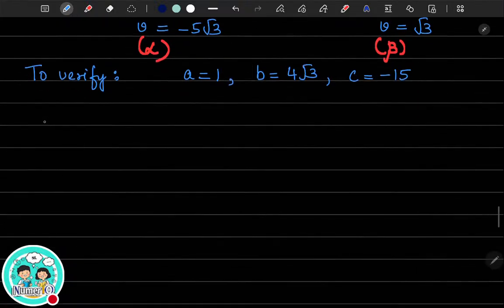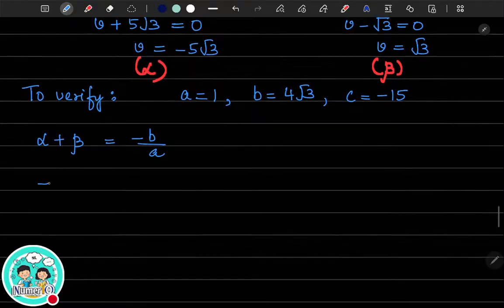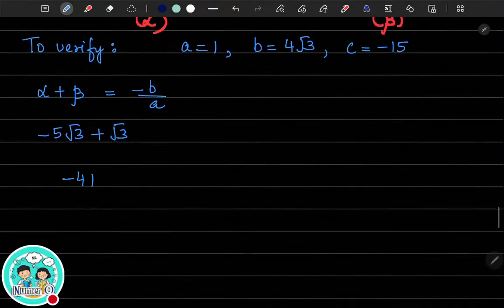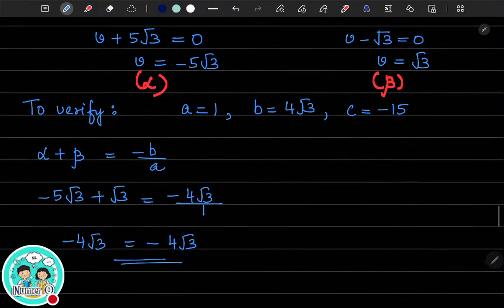So in order to verify, how will you verify? Alpha plus beta is equal to minus b by a. What is alpha? Minus 5 root 3 plus root 3, which is nothing but minus 4 root 3, is your LHS. And minus b is nothing but minus 4 root 3 divided by 1, which is nothing but minus 4 root 3, hence verified. Okay, so just find the zeros, get the coefficients and verify using this relationship.